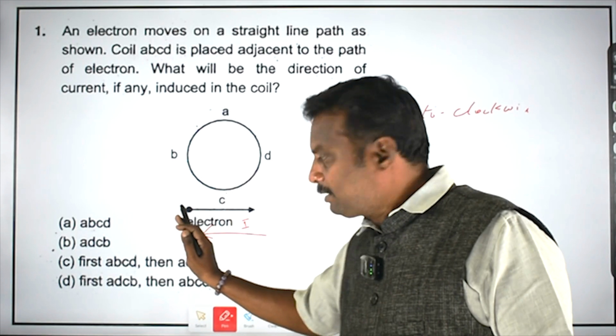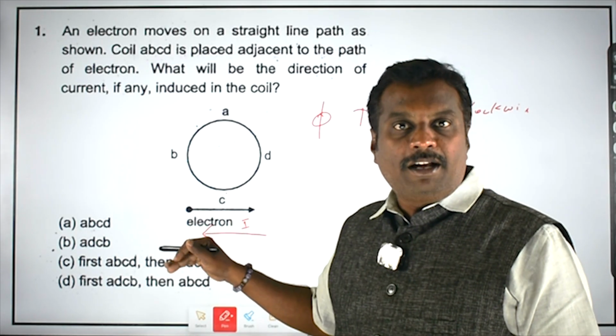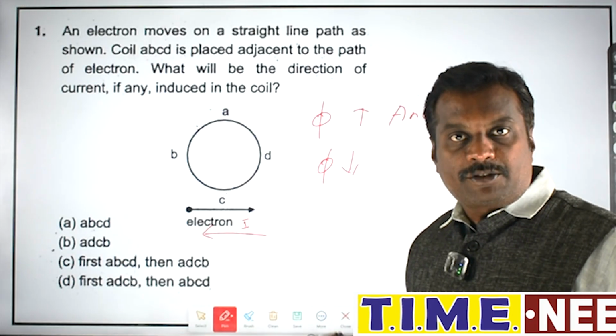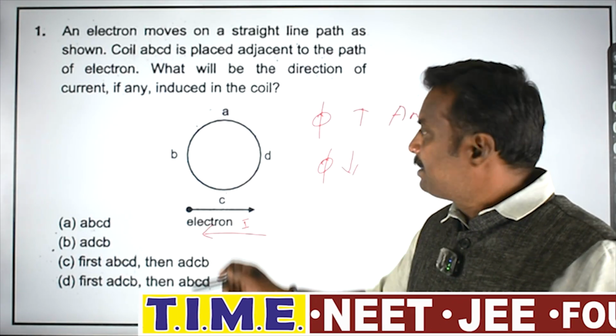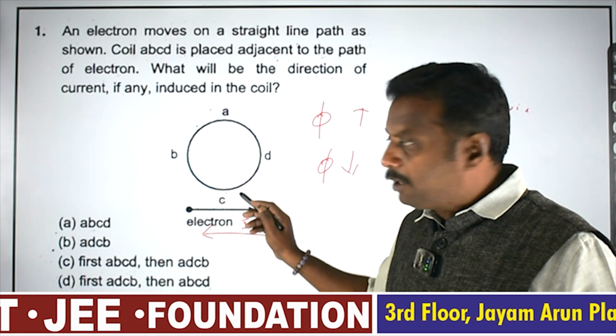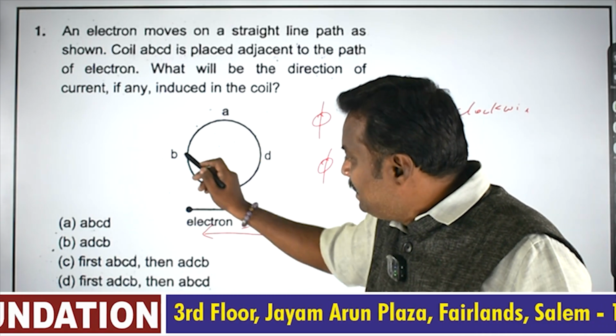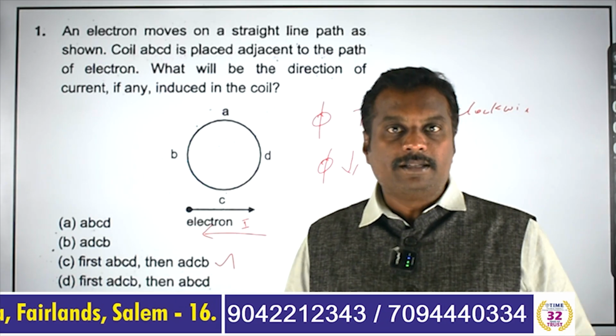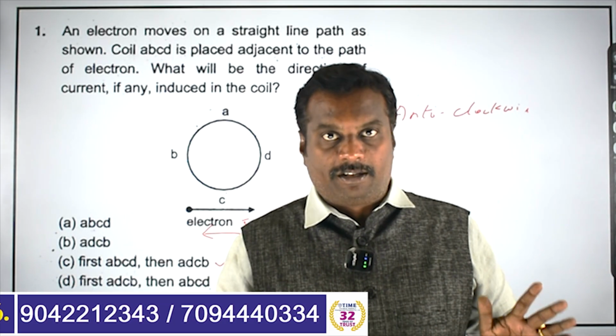Now எலக்ட்ரான் அப்படியே கிராஸ் பண்ணி போயிடுச்சுன்னா அப்ப என்ன ஆகும்? ஃப்ளக்ஸ் டிக்ரீஸ் ஆகும். Flux will decrease. When flux decreases, the direction of EMF induced will be in clockwise direction. அப்ப ஃபர்ஸ்ட் A B C D பாஸ் ஆயிடுச்சு எலக்ட்ரான். இப்போ என்ன வரும்? A D C B. So first A B C D, then A D C B. Option 3 is the right choice. Right? I hope you are clear with this.